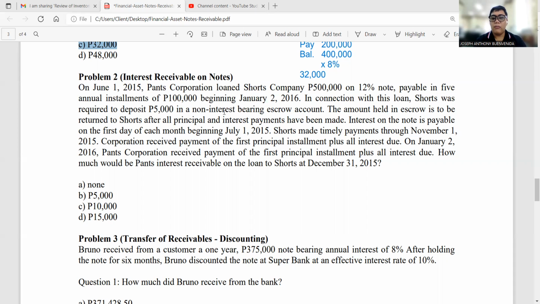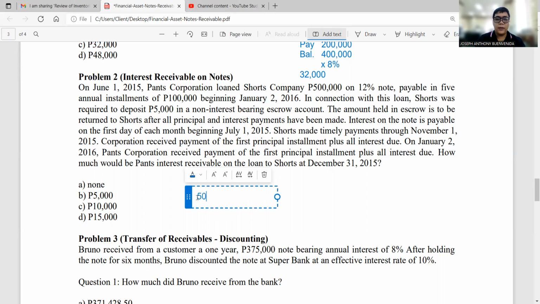No? Ang basihan, nag-start na siya payment niya, no? Or Shorts, nag-start sa timely payment niya from November 1 to December 31. Okay? So, for sure, ang before that is already paid, no? So, ang matabo sini, ang accrued interest receivable lang nga batunon ni Pans on the January 2, 2016 will only be from November 1, 2015 and December 1, 2015. So, duwa ka bulan. So, how do we compute that?